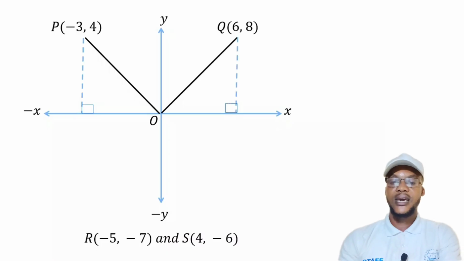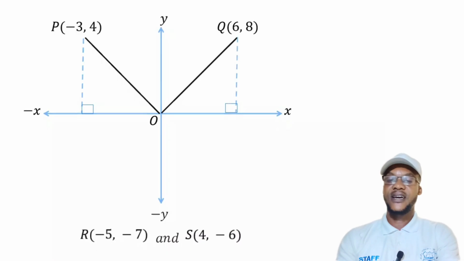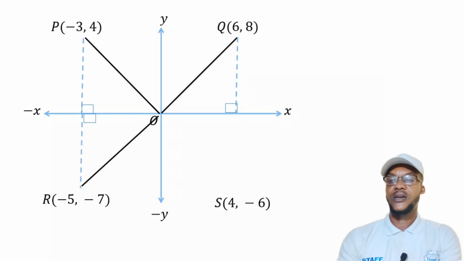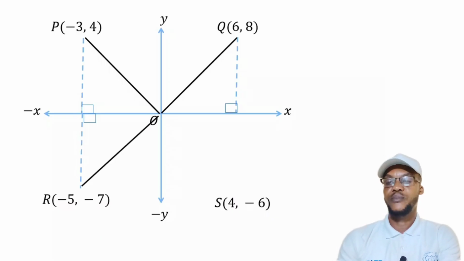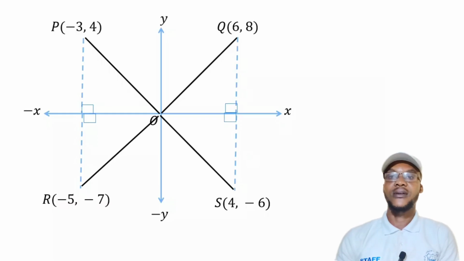Now let's look at the R, which says they also have -5, -7, then automatically in the third quadrant we are going to get the right angle triangle there. Then the last one, which is the S, Y is negative and X is positive. So in the fourth quadrant, yes, so that when we give you such examples, you will know where to get your right angled triangle.